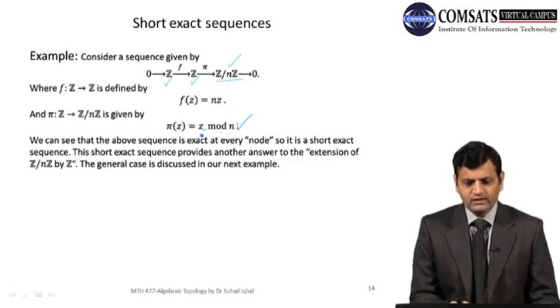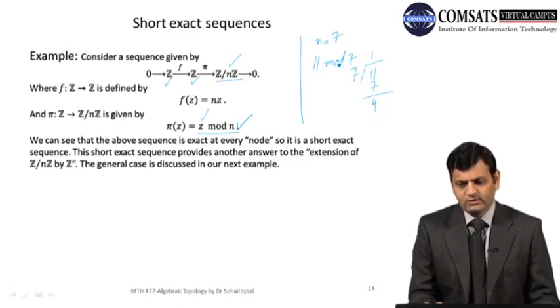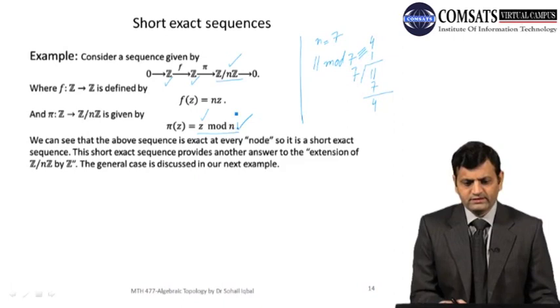Once again, how do we calculate this mod n? We divide this z by n, and the remainder is the answer of z mod n. For example, if n is equal to 7, then what is 11 mod 7? You divide 11 by 7, and basically the remainder is 4. So 11 mod 7 is equal to 4. We use this special equality because this is not ordinary equality. So that's how we define this function.